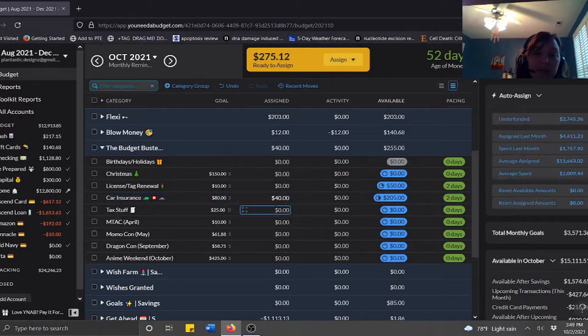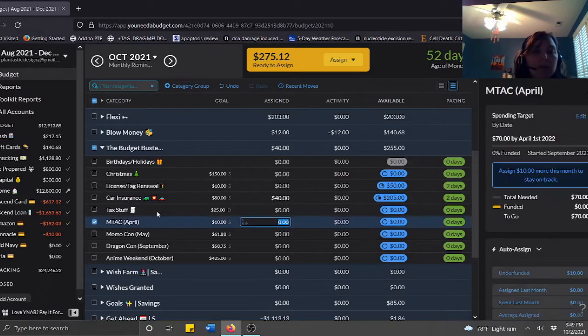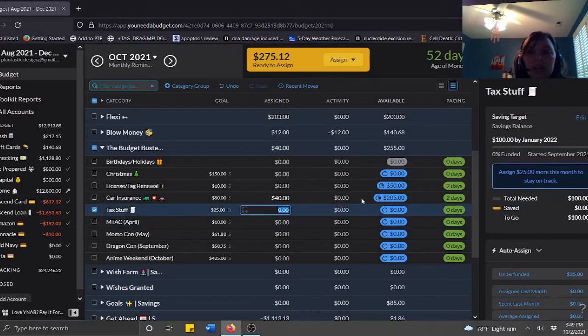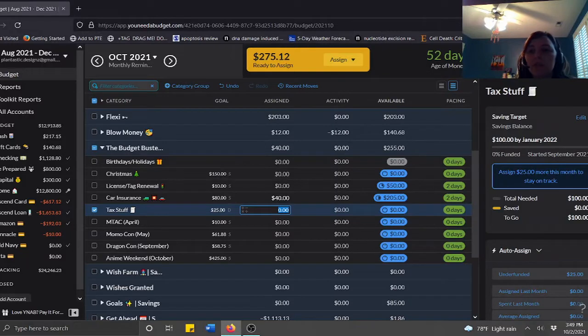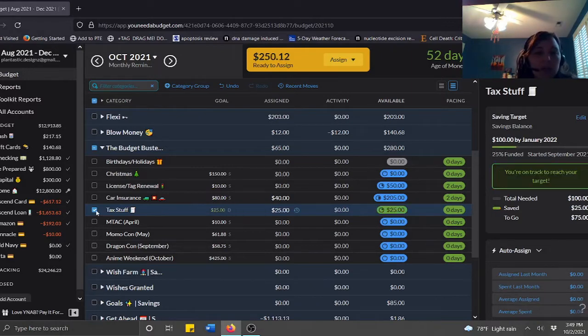Tax stuff that I do TurboTax, and so whenever they charge you for that, oh my goodness. Okay, whenever they charge you for that, that's how much that is. So you're saying I need $25 this month. We'll go ahead and fund it.